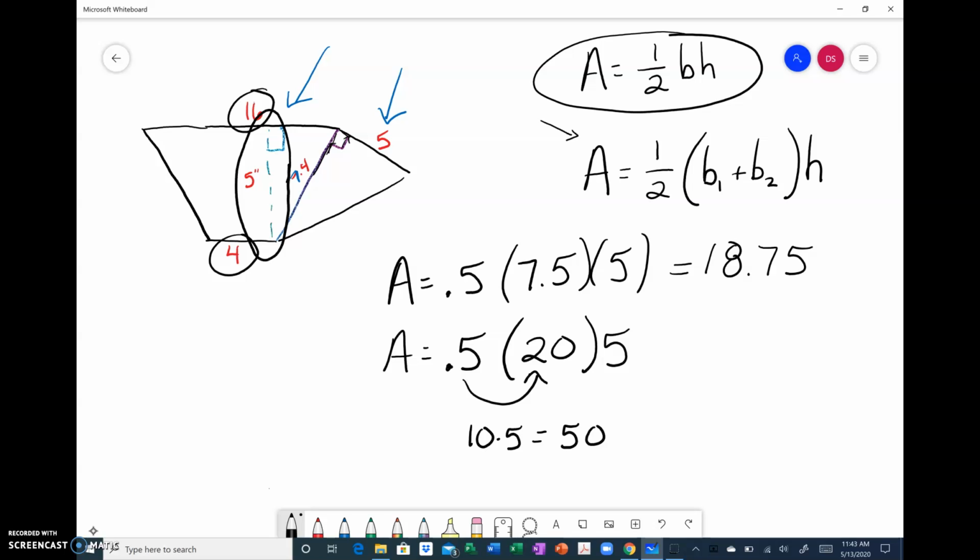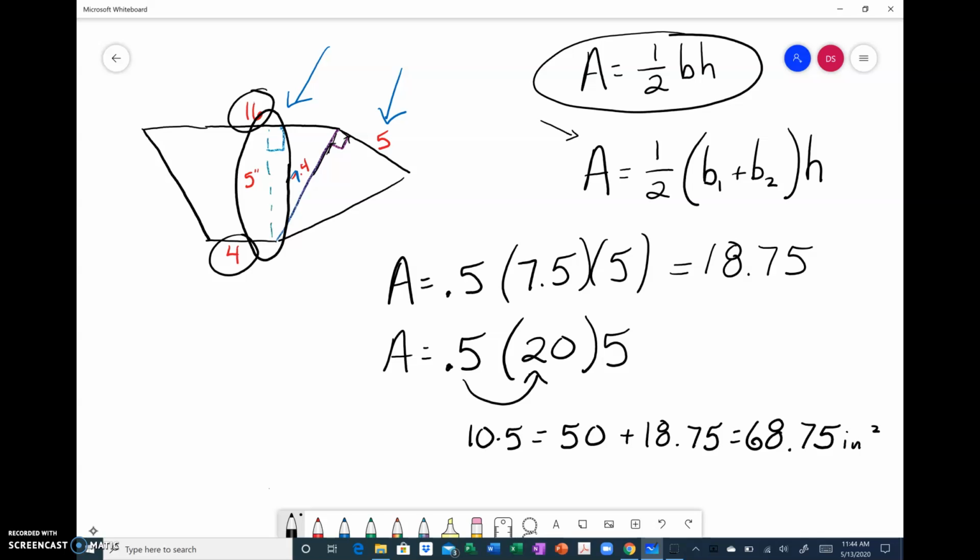18.75 is 68.75. And what are my units? Inches squared. Now, I am looking, the answer in my book is 68.5. I wasn't told to round, so somewhere I have done something wrong.